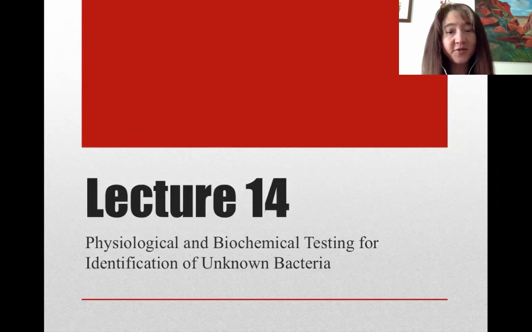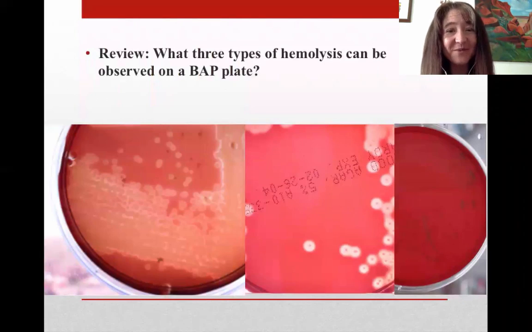Welcome to Lab Lecture 14, where we're deep in the heart of identifying unknown bacteria using physiological and biochemical testing. Today we are going to cover so many exciting different biochemical tests and review what you saw on your throat swabs from last time, when you streaked from someone else's throat onto a BAP, a blood agar plate. When you get to lab today, you're going to get to answer the question of what 3 types of hemolysis you can observe on this BAP plate.